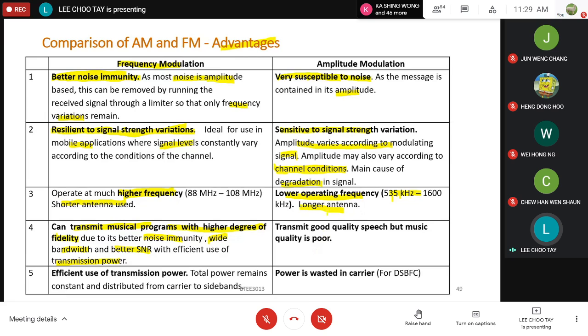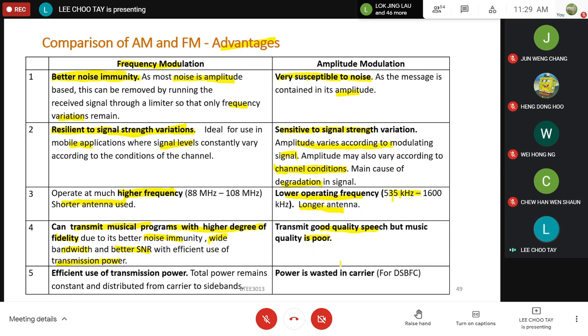Whereas for an amplitude modulated signal, you can get good quality speech out of it, but as far as music is concerned, it will be very poor. One of the main reasons is the narrow bandwidth. When the bandwidth is narrow, it can only carry a limited number of frequency components. Also, it is very susceptible to noise, which can easily affect the quality of your music signal. Therefore, AM is commonly used for speech communication, but not for music.